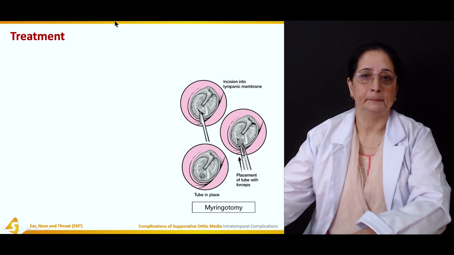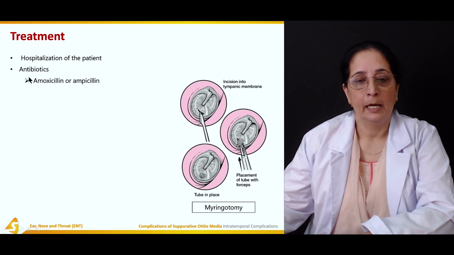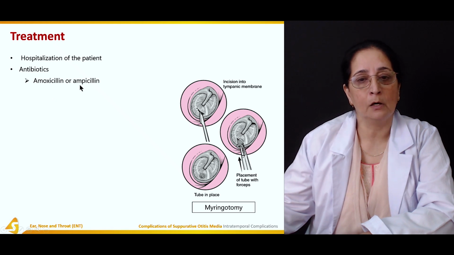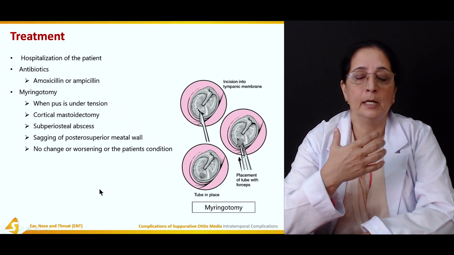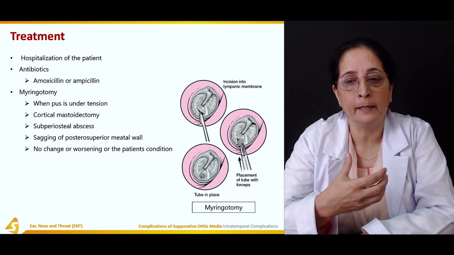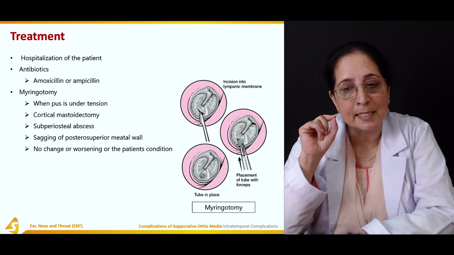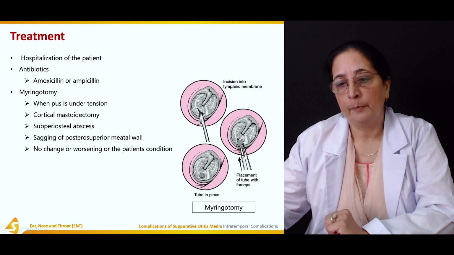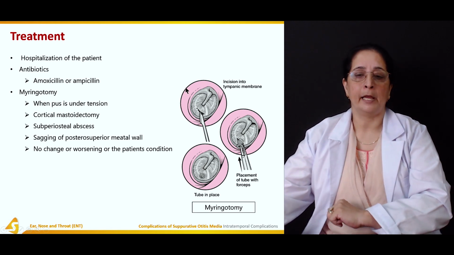Then the treatment. Hospitalization of the patient. Antibiotics which can be given are amoxicillin or ampicillin. Then myringotomy. Otomy is the opening, and myringotomy is done and then the tube is placed inside. So this is an incision into the tympanic membrane, placement of the tube with forceps, and then this is the tube in place for myringotomy.